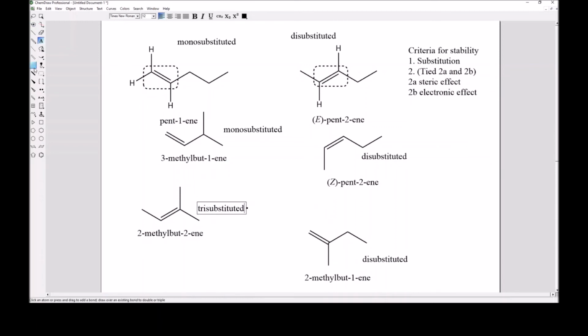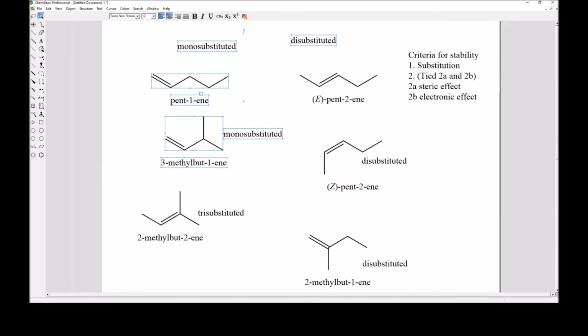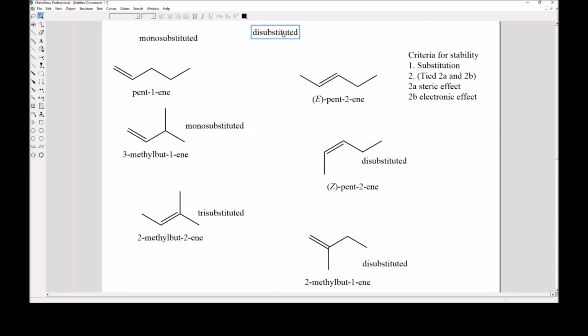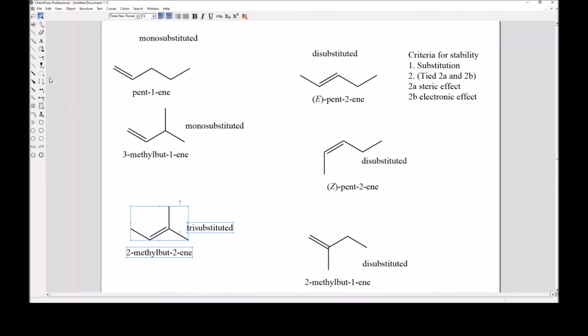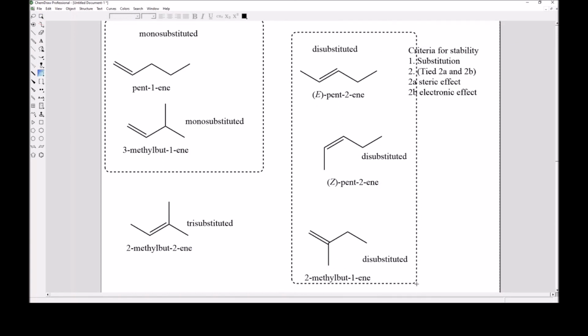Trisubstituted. All right, so here are my 6 compounds. I'm going to clean them up just a tad, and get rid of the hydrogens here so we can see everything without the clutter. Now that we have this criteria for stability, I first want to divide them up based on the substitution categories. These compounds over here are my monosubstituted compounds. These 3 are my disubstituted compounds, and this one all by itself is trisubstituted. So I've broken these up into 3 different categories.